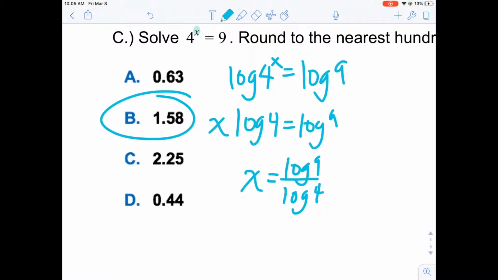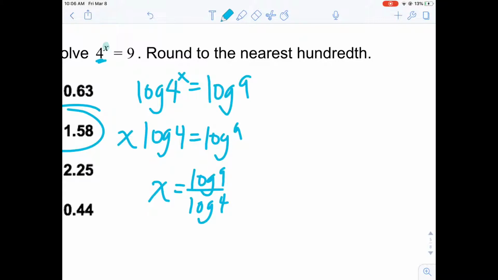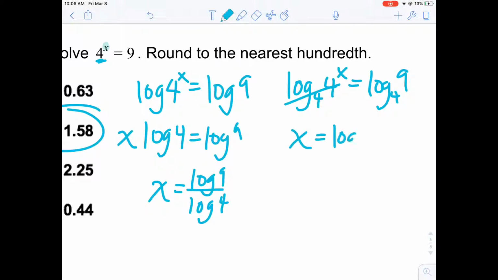Now you're asking me, wait a minute, why are we doing the common log again when we have a base of 4? Don't we want to do a base of 4 in our log so that we can cancel that 4 out? The answer is yes, you could do that. Let's see what that would look like. So if I take log base 4 of both sides, it does cancel out nicely, leaving us with x is equal to log base 4 of 9.